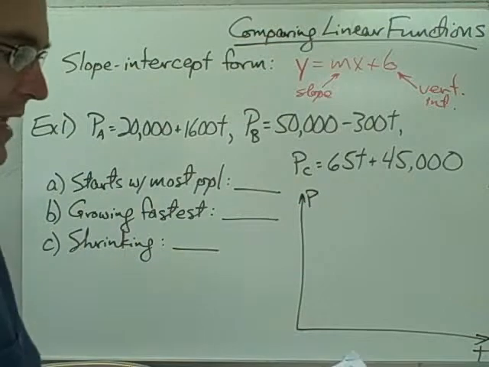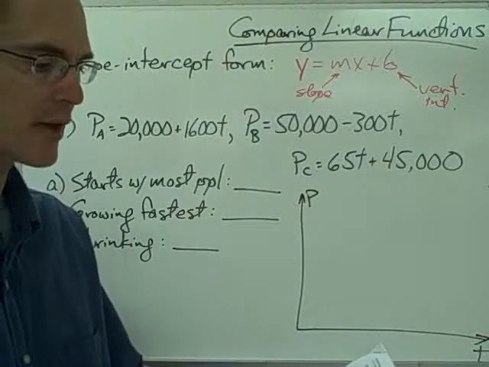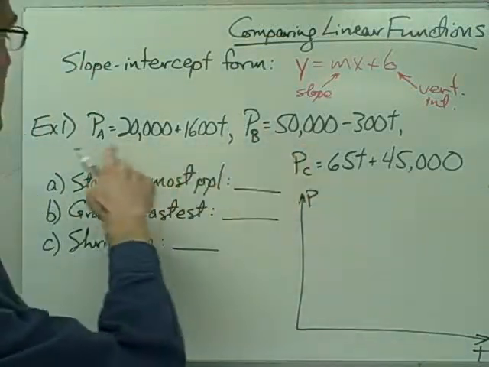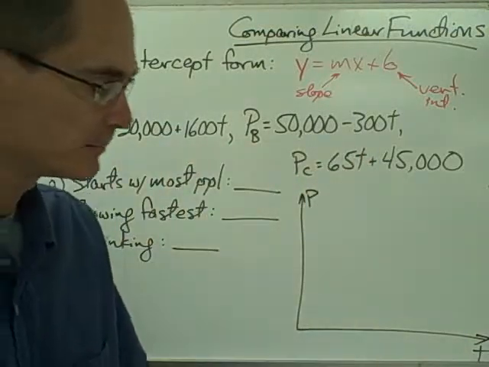In example number 1, it says, with time t given in years, the populations of 3 towns, A, B, and C, are given by the following linear functions. These 3 functions represent the populations of the towns A, B, and C.